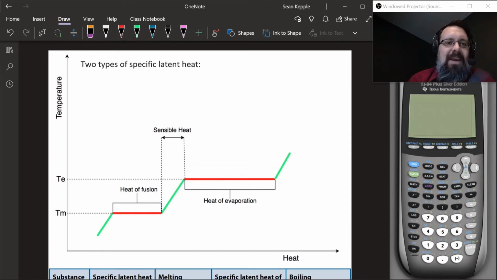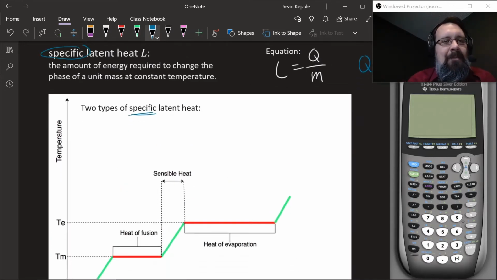Remember, the specific just means it's per kilogram. So the specific in the name is per unit mass. The latent is referring to the fact that the temperature is constant during this process. So it's a latent heat. You're adding heat and nothing's happening, or it seems like nothing's happening. You can't feel the temperature changing. So it's this latent heat, absorbing the energy without the temperature changing.